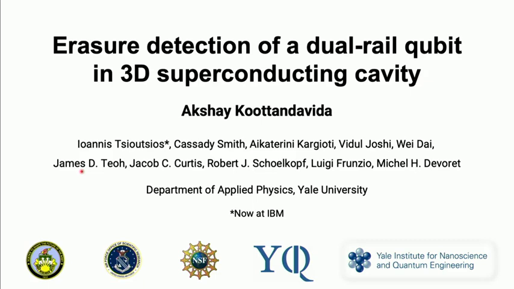Hi, everyone. My name is Akshay. I'm a grad student working with Michel Devoret at Yale University. We just heard a very nice talk from Shruti about erasure qubits and how they can be used in concatenation codes to improve the threshold and distances. And she also talked about a particular implementation as an example using neutral atoms. Well, in this talk, I would like to show you another type of erasure qubit, one based on the dual rail, implemented in a 3D superconducting cavity.